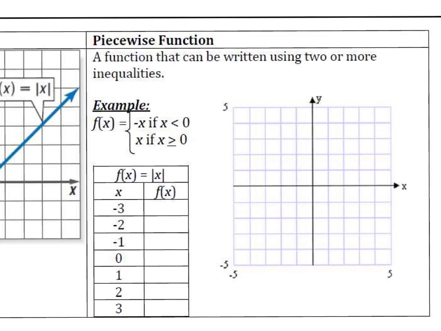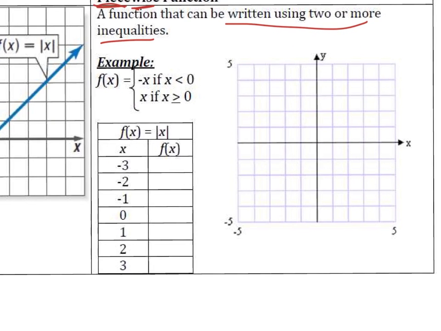Piecewise function is exactly what it sounds like. For one part of the graph, you're doing one thing. For a second part of the graph, you're doing another thing, okay? So it's two or more inequalities. So, for example, taking a look here, negative x if x is less than 0, x if x is greater than or equal to 0.